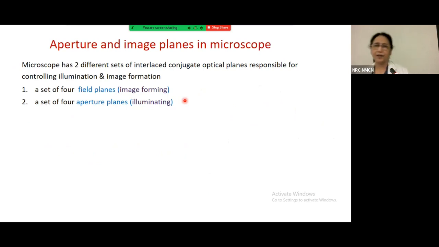Now I will talk about the aperture and image planes in the microscope. There are two different sets of interlaced planes.